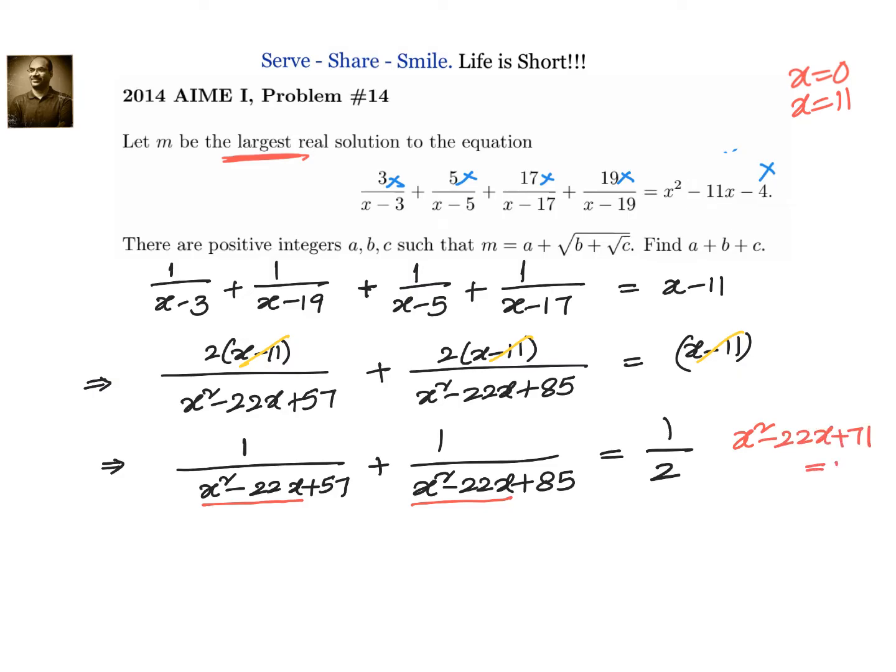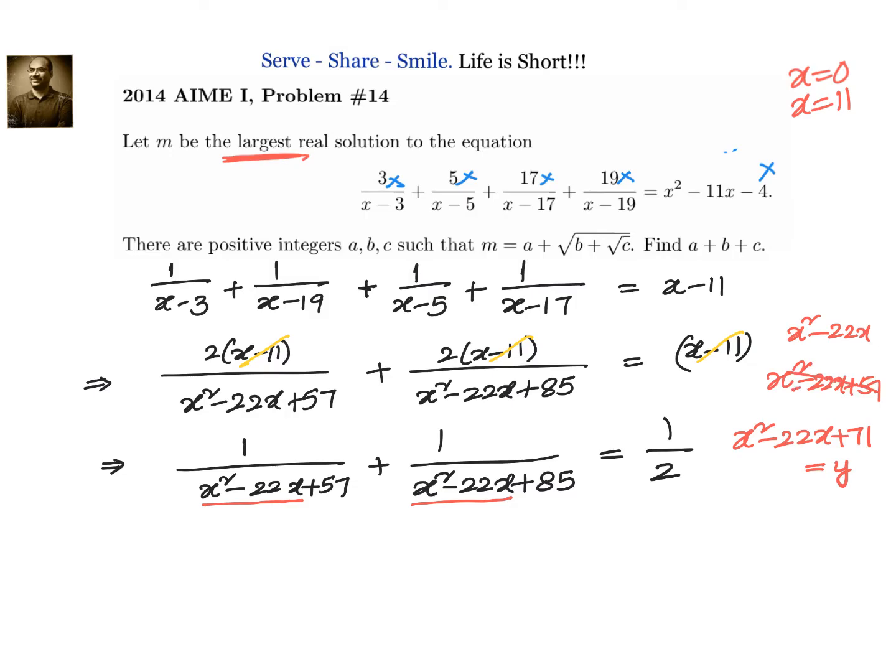What is my idea in doing that? Because 71 is between 57 and 85. So the numerator will turn into something like 1 by y minus a plus 1 by y plus a. So when you go to the numerator, they will cancel out constant terms. You are welcome to take it as x square minus 22x plus 57 also, or you can take it as x square minus 22x also, but you have to deal with big numbers.